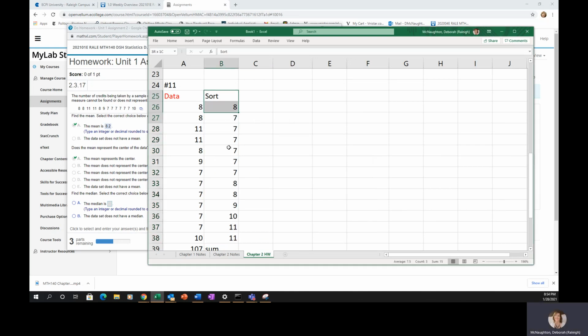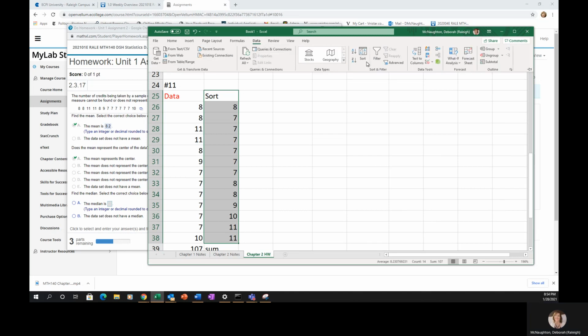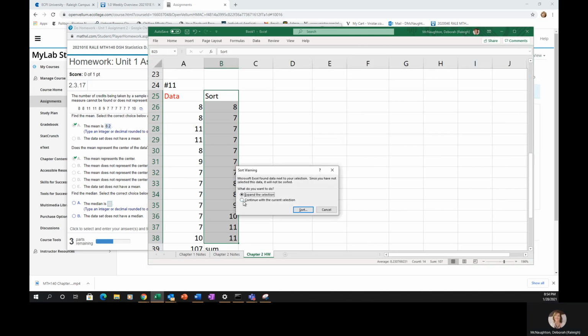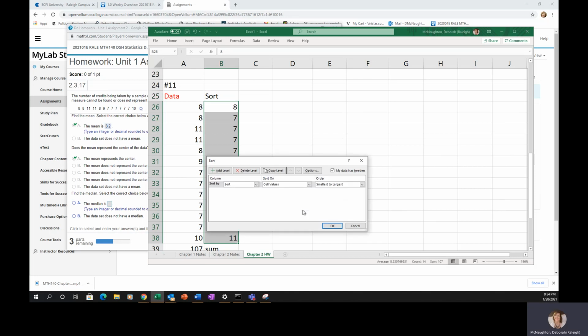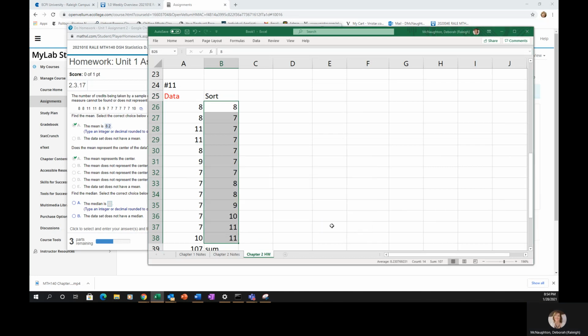I keep not counting. Let me just do this. So he's trying to use that 8 as a header. There we go. Okay, now it's sorted. Okay, so the median is the one in the middle.